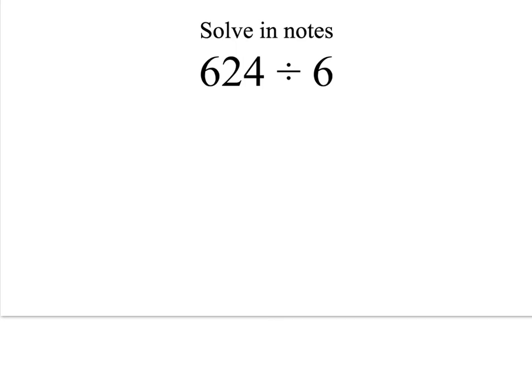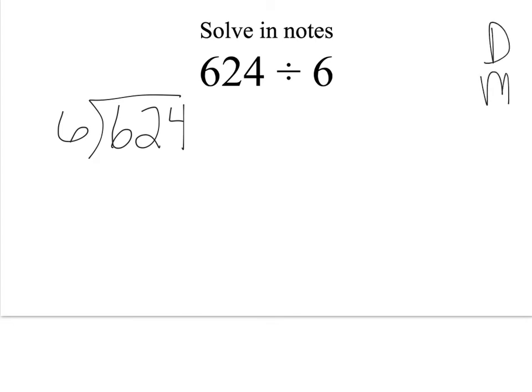Let's solve the following problem in our notes. We need to first rewrite it with 624 divided by 6. So now it's a 3-digit number. We're still going to follow the same rules: divide, multiply, subtract, check, and bring down. So I'm going to be dividing up into 6 groups.